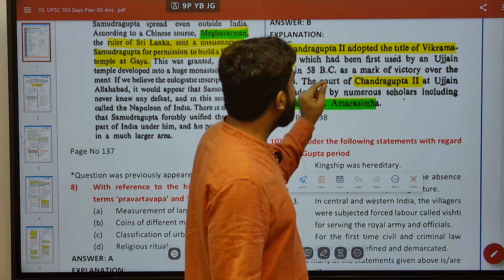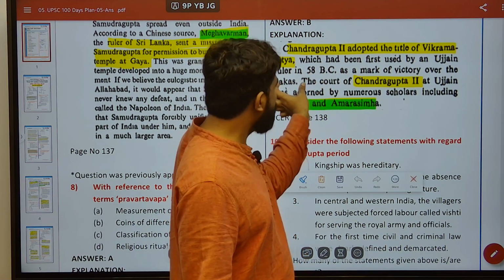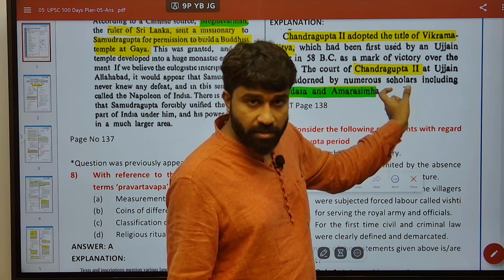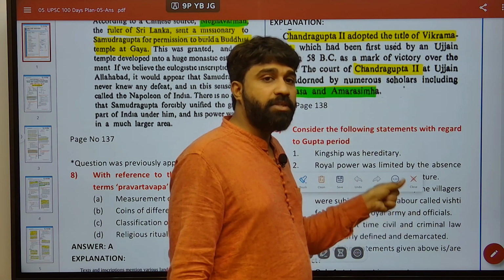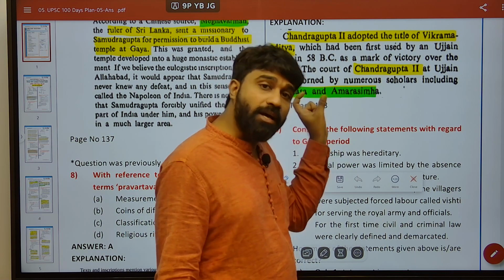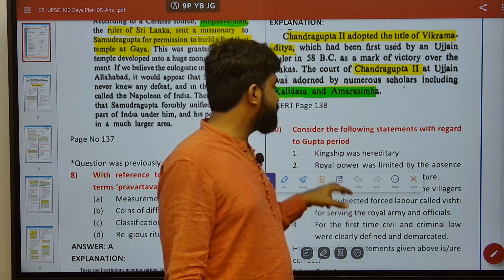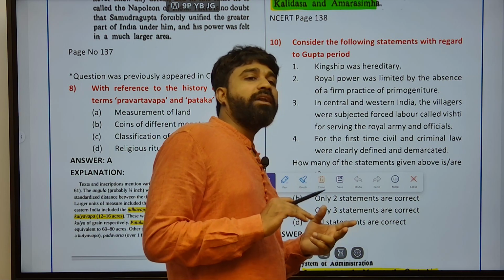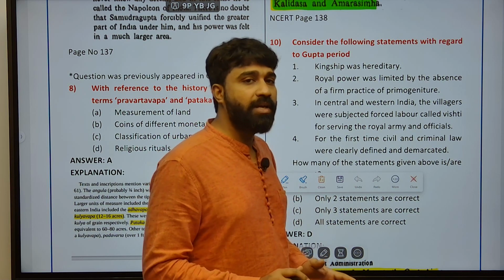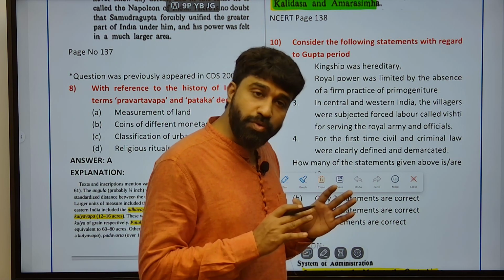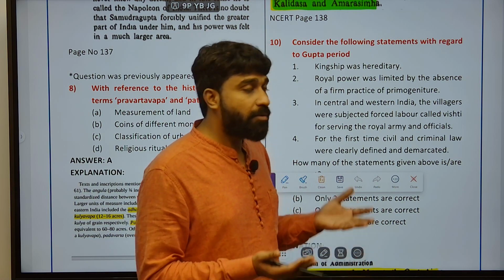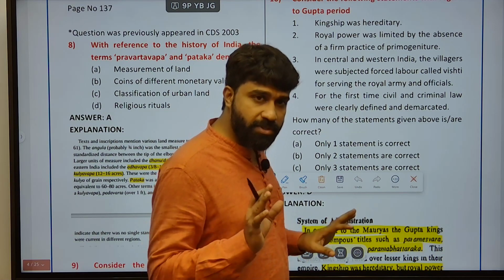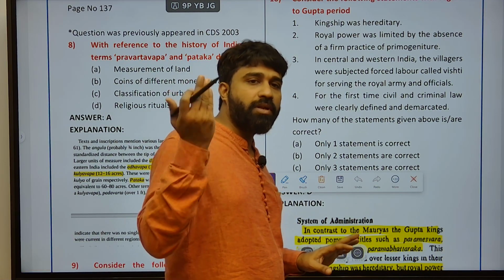The era was first used by an Ujjain ruler in 58 BC, and Chandragupta II at Ujjain was adorned by numerous scholars during that time. Therefore, during Chandragupta's times you find various scholars, Kalidasa and Amarasimha, as per this old NCERT on page 138. Please remember the Vikrama era was started by Chandragupta II in commemoration of his victory over the Shakas, in 58 BC, and at the same time, or maybe after his time, he was adorned by various scholars including Kalidasa and Amarasimha, that is important. And Ujjaini was the prominent place which accommodated the greatest scholar Kalidasa.